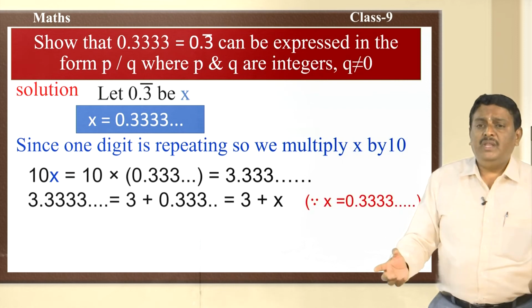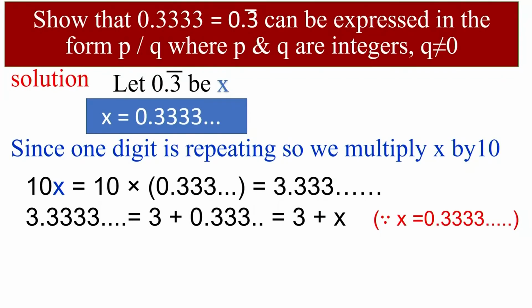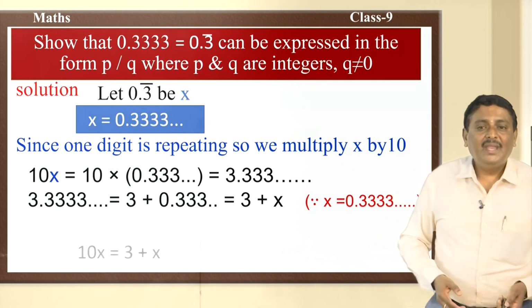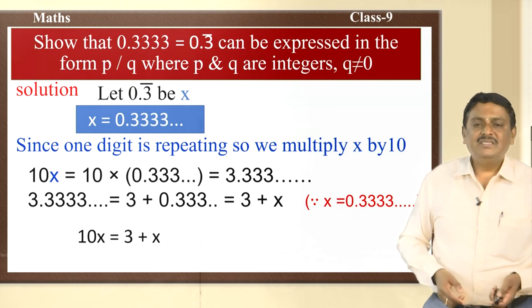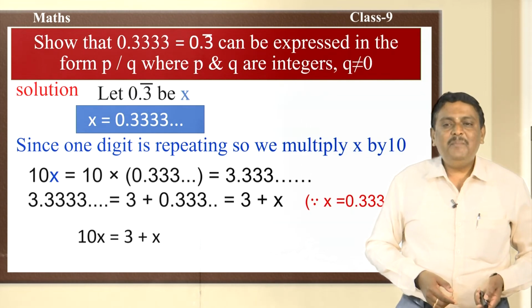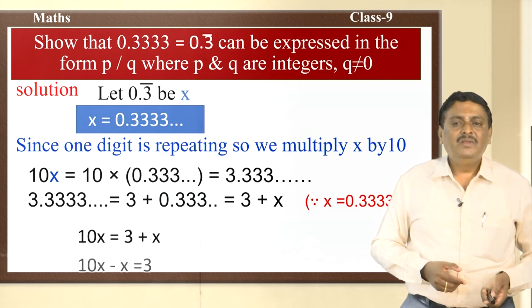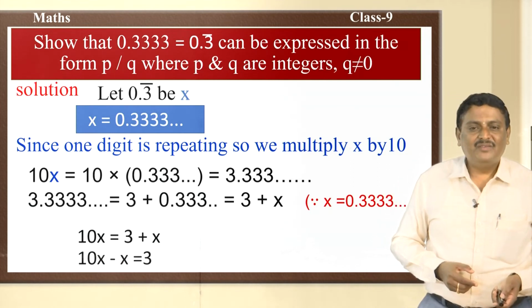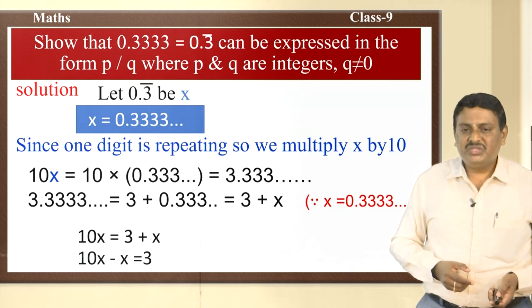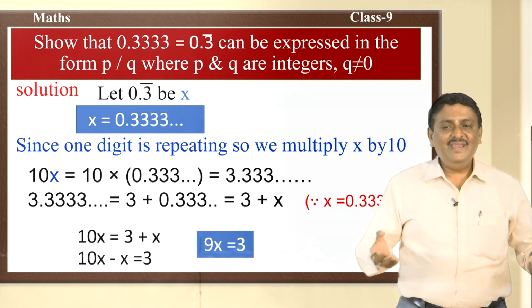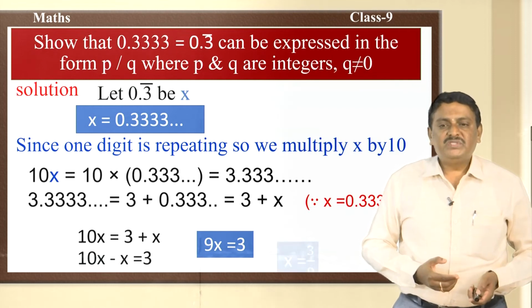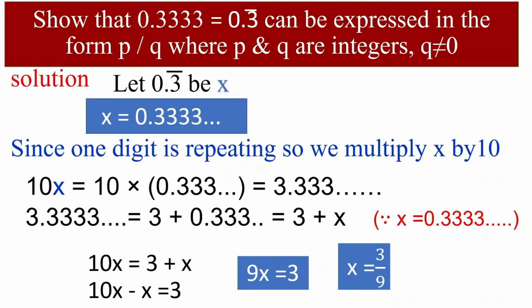Now, how do we represent 3.333? It is 3 plus 0.3333, and in the place of 0.333 you can put x, because x is equal to 0.3333. Now, from equation number 1, 10x is equal to 3 plus x. Subtract x on both sides, we get 10x minus x is equal to 3. Simplify, we get 9x is equal to 3, so x is equal to 3 by 9. Again simplify, we get x is equal to 1 by 3.